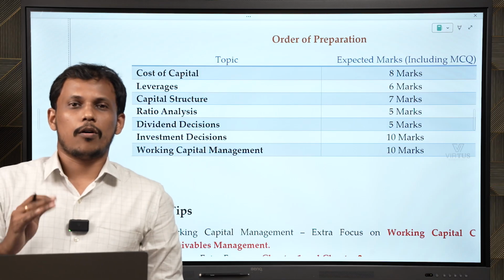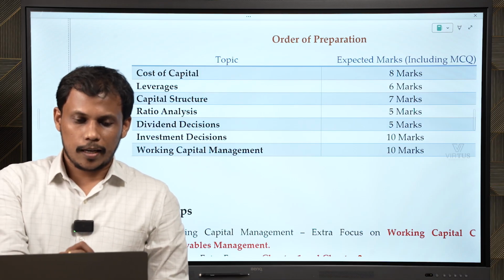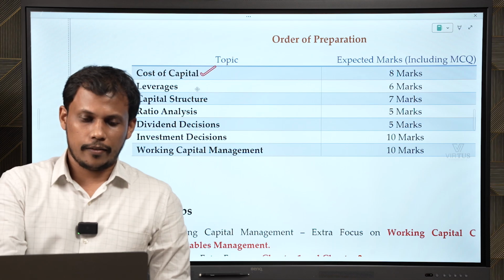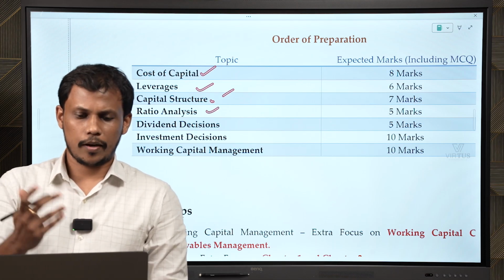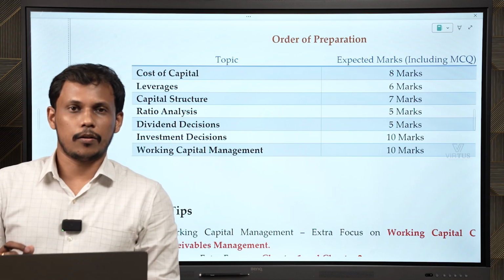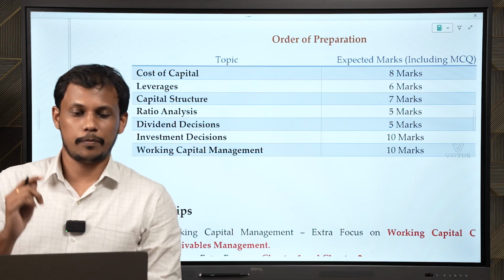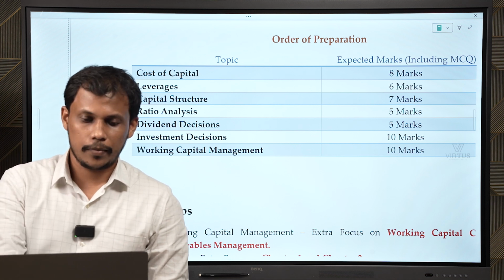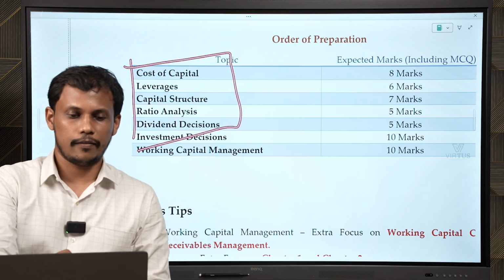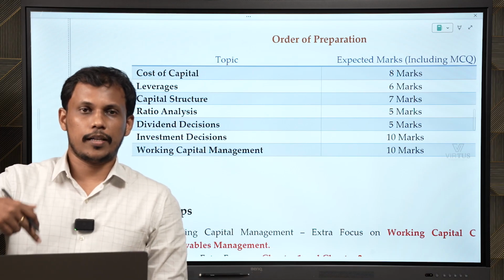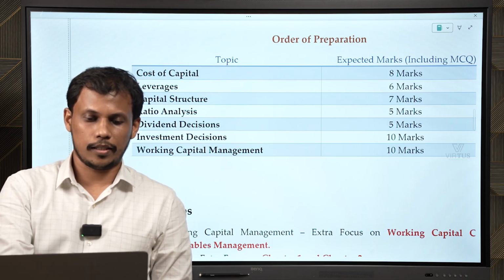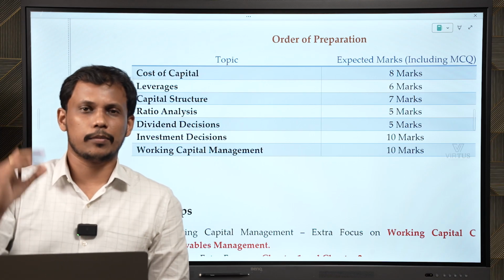So let us see in which order we should prepare these chapters. I recommend this particular order. We will begin with cost of capital, leverages, capital structure, ratio analysis, etc. And only towards the end, investment decisions and working capital management will be learned. Why? Because these two chapters are a bit lengthy and might consume more time. So in order to avoid that situation, I recommend you start with the smaller chapters. On the 13th night, right after your auditing exam, take these chapters. At least you can finish cost of capital, leverages, capital structure, and also learn some SM theory.